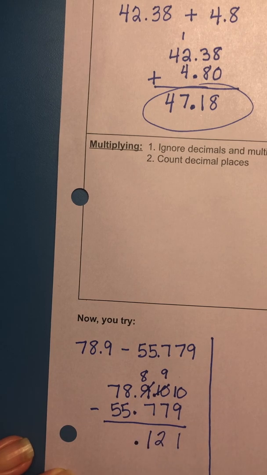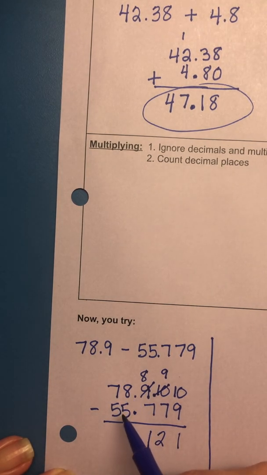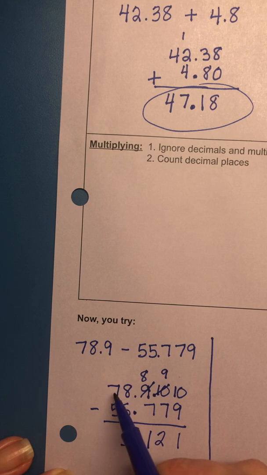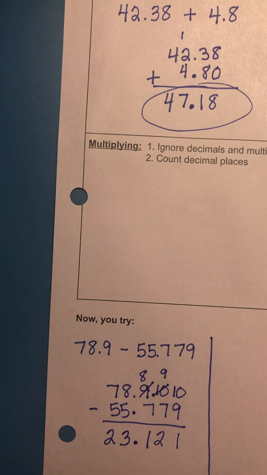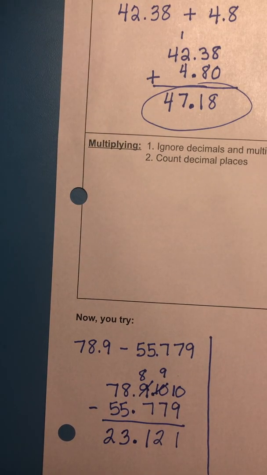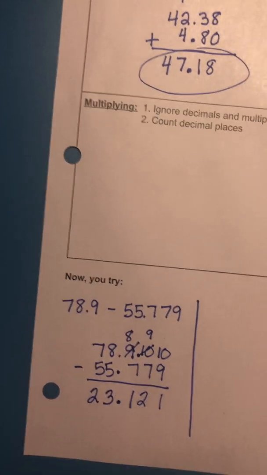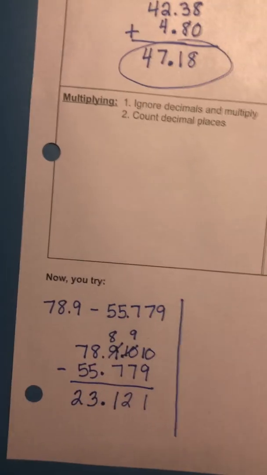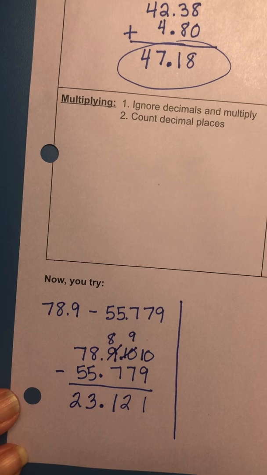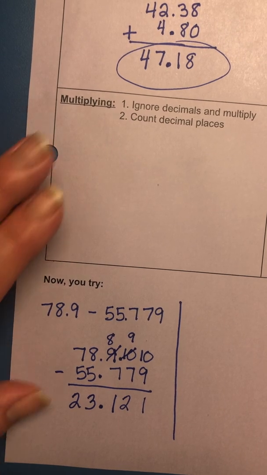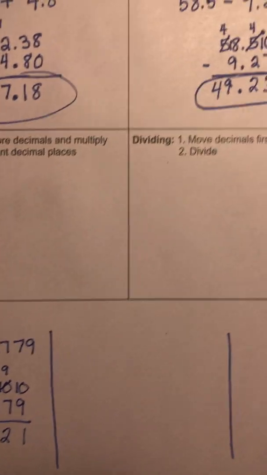Keep those decimals lined up. 8 minus 5 is 3. 7 minus 5 is 2. So the answer is 23.21. How'd you guys do? Okay. You ready to try an addition problem? And if you need to stop and go over this again, that's what I would suggest that you do.